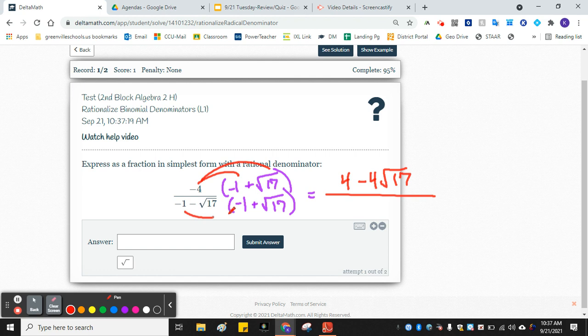And then on the bottom, 1 minus 1 square root of 17 plus 1 square root of 17 minus square root of 17 times square root of 17 is some number. It's big, but it breaks into 17 and 17. So I'm just going to go ahead and make that 17. The middle 2 numbers cancel out. One's positive, one's negative. And then 1 minus 17 is negative 16.